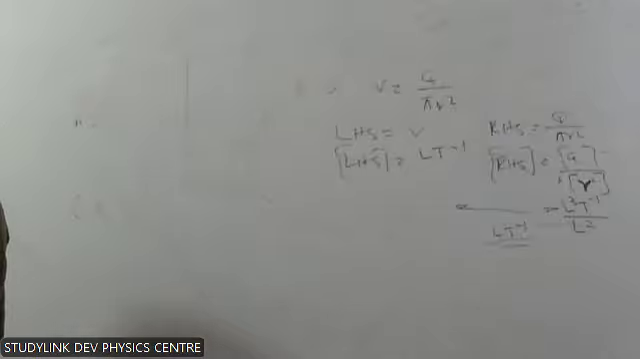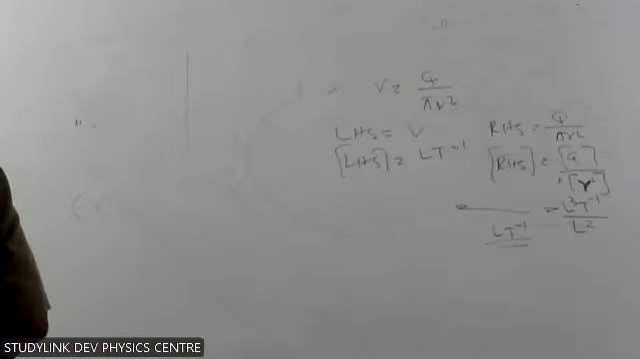You are writing, therefore, the equation: the dimensions of the right-hand side are equal to the dimensions of the left-hand side. Therefore, it is dimensionally correct. That is how you are saying it.